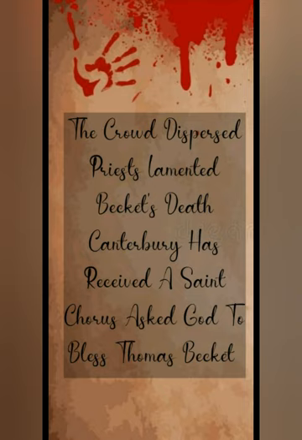After the knights had left, the priests lamented the death of Thomas Becket and accepted that Canterbury had received a saint. Next, the chorus, comprised of the women of Canterbury, requested God to forgive them and asked God to bless Thomas Becket. Finally, the story ends here.